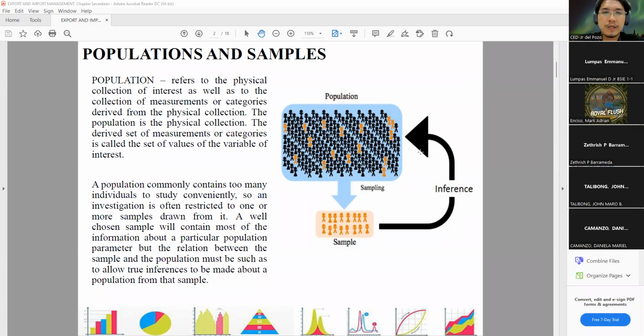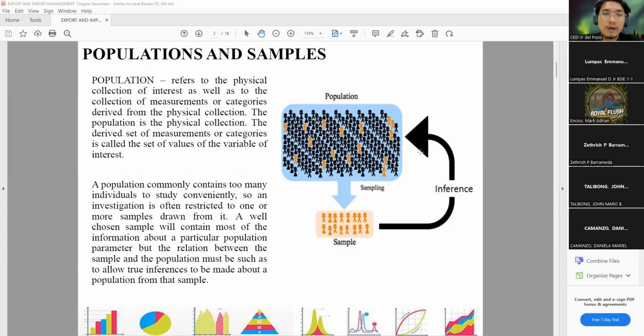A population commonly contains too many individuals to study conveniently. So an investigation is often restricted to one or more samples drawn from it, especially if you're trying to do, or in the future you need to do, your feasibility study as well as your capstone. You need to identify your population. That's why we need to restrict our population and get a sample of one or more from it.